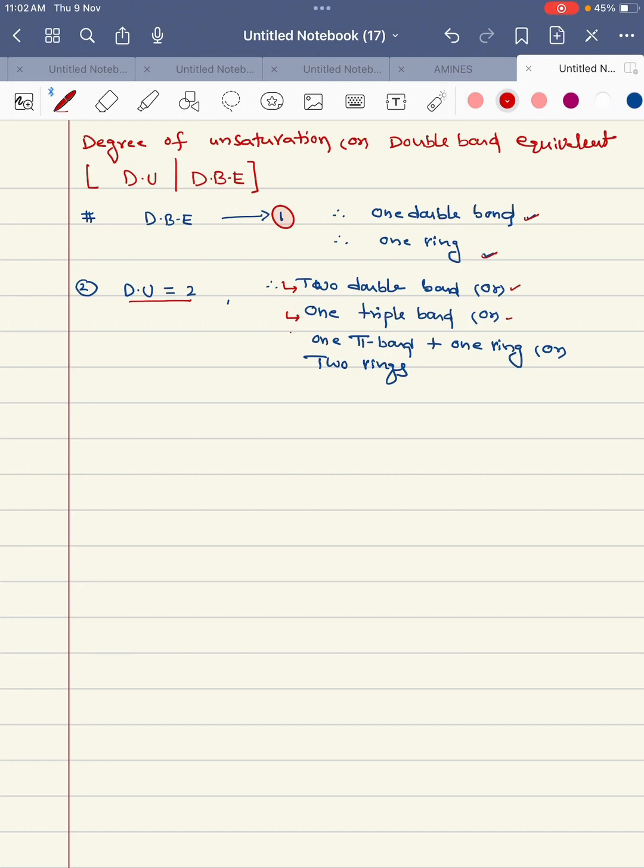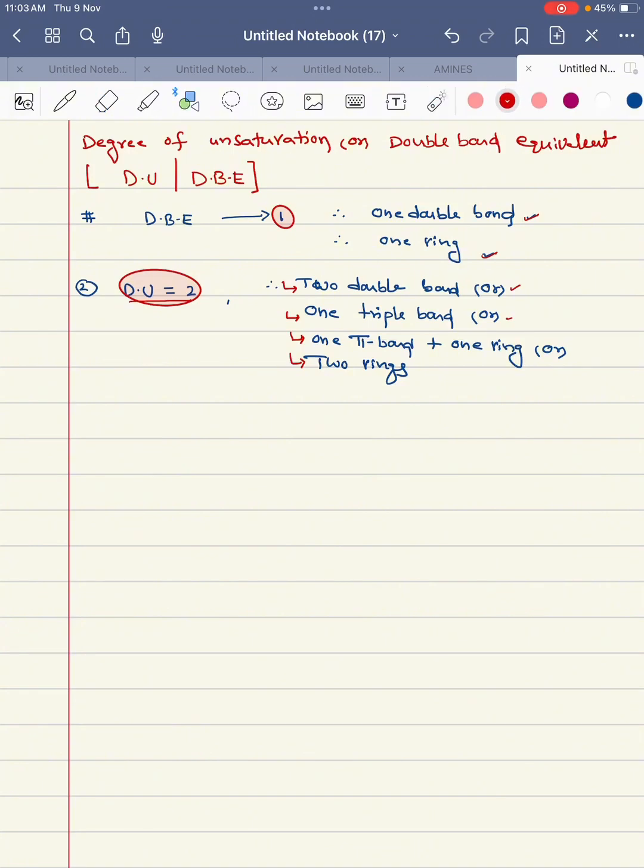And what is the one more possibility? One pi bond with one ring. So one ring will be there like this, and one pi bond also will come. This is called one pi bond with one ring. And one more possibility is that two rings are also possible. So this is about Du is equal to 2, there are three possibilities.